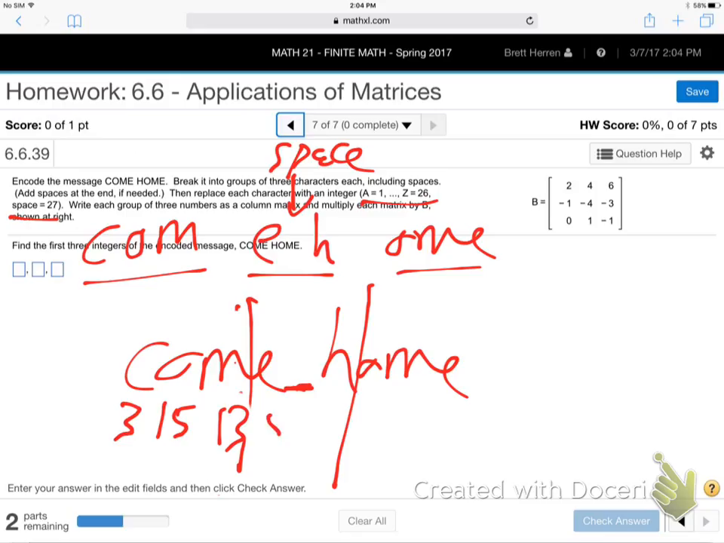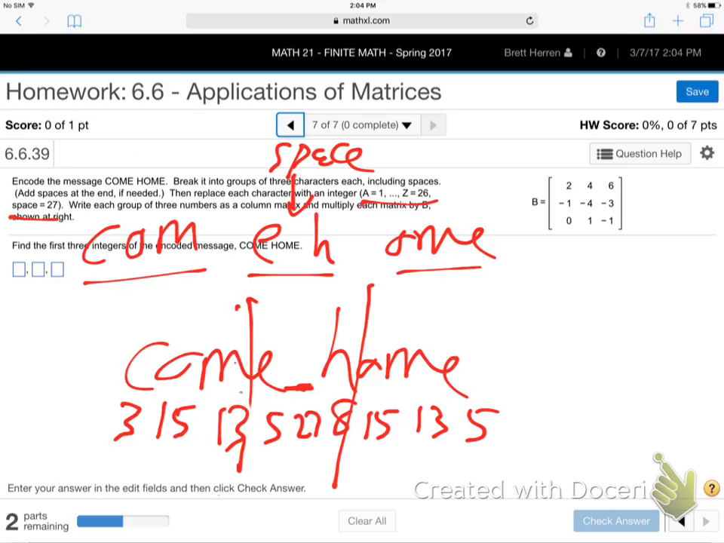Okay, then E is what? 5. Space, 27. H, A, B, C, D, E, F, G, H, 8. So 5, 27, 8. And the O again is 15. M again is 13. E is 5. So there we go. We have 3 numbers, 3 numbers, 3 numbers, representing 3 letters, 3 letters, 3 letters.